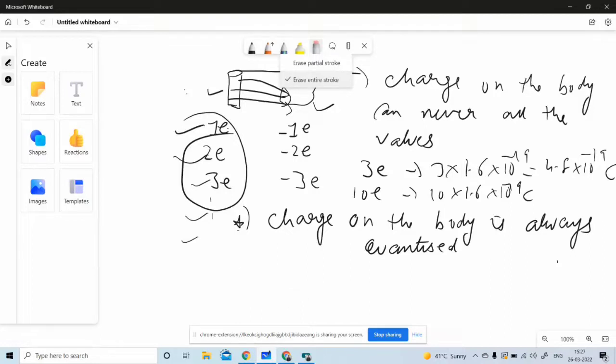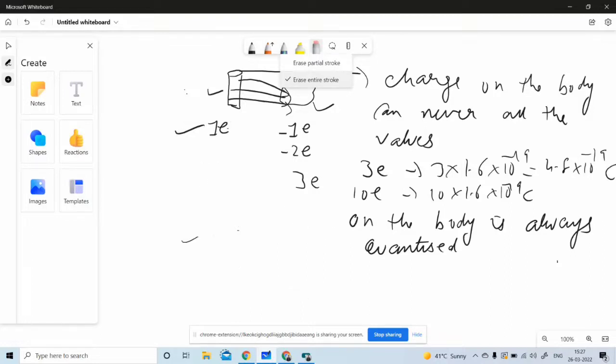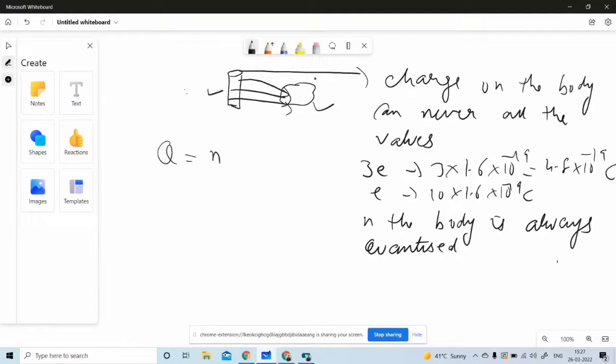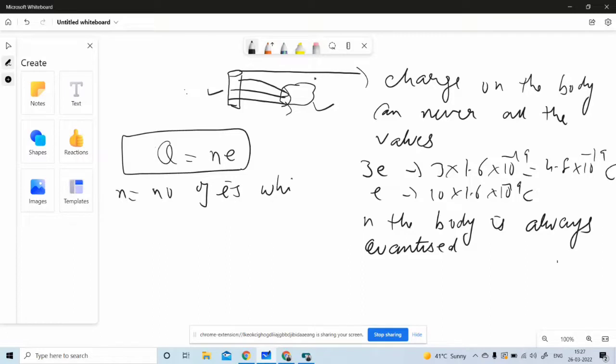So finally, the charge on a body will be Q equals Ne. This is the formula of quantization of charge, where N is the number of electrons which are being transferred from one body to another.